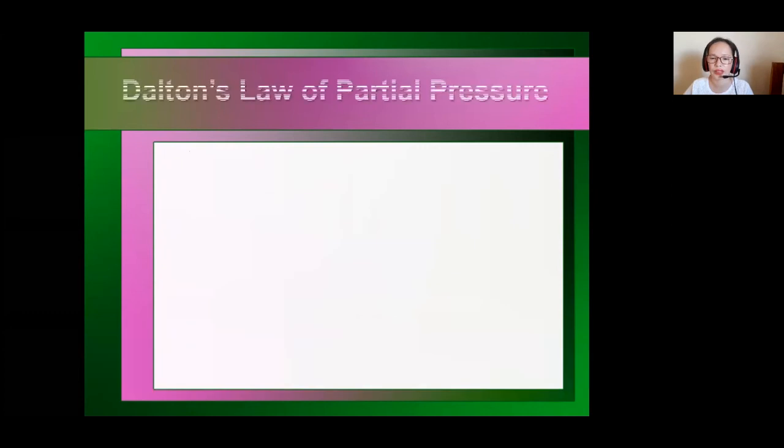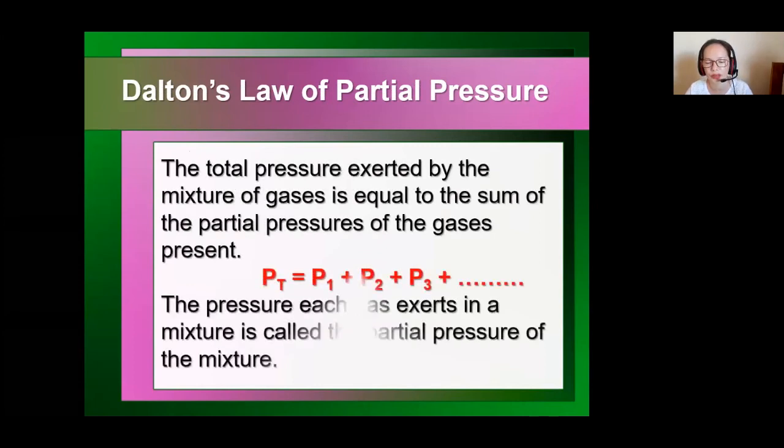Okay, next is all about Dalton's law of partial pressure. So here in Dalton's law of partial pressure, it is described that the total pressure exerted by the mixture of gases is equal to the sum of the partial pressures of the gases present. So in a container with a mixture of gases, the total pressure in that container is merely the sum of the partial pressures exerted by the mixture of gases inside that container. And the pressure each gas exerts in a mixture is called the partial pressure. And to get the total pressure, it's simply the summation of the partial pressure of the first gas, second gas, third gas, and so on.